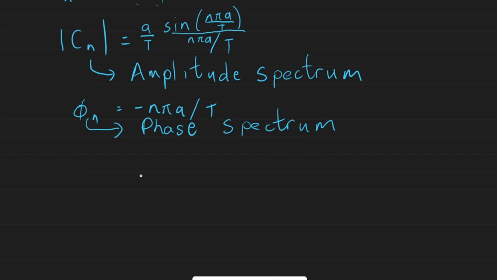So to understand the significance of this amplitude spectrum and the phase spectrum in the context of this example, we're just going to plot the amplitude spectrum. On the x-axis we'll have time, and on the y-axis we'll have the amplitude spectrum value. Okay? So if we plot this expression here, what would we get?